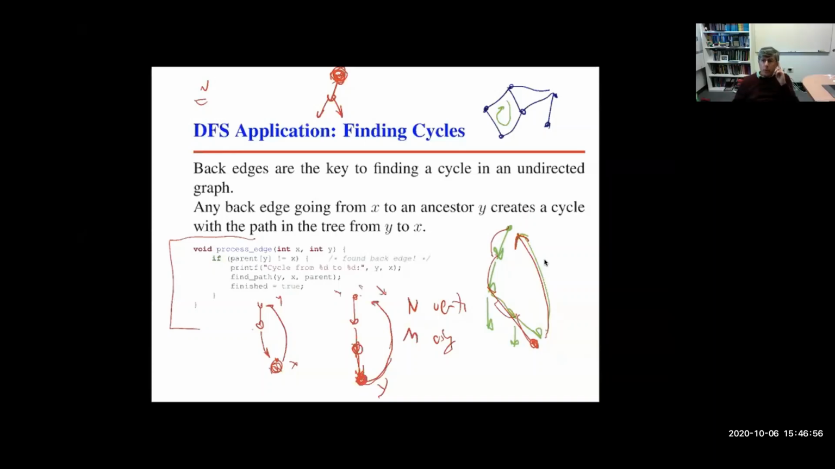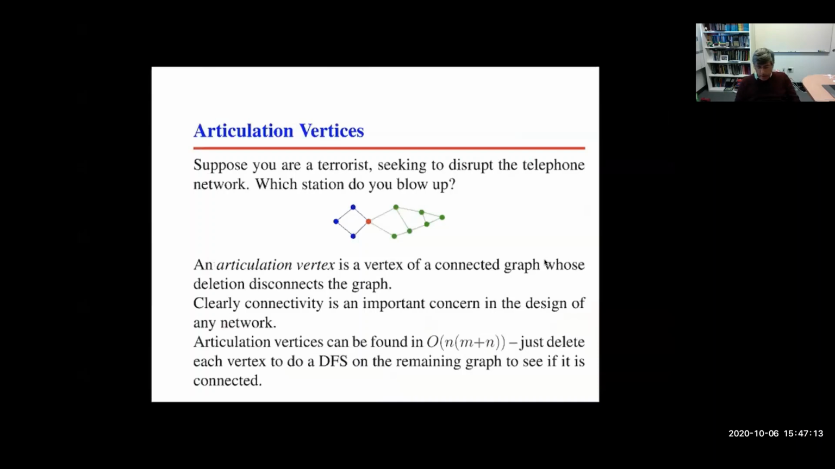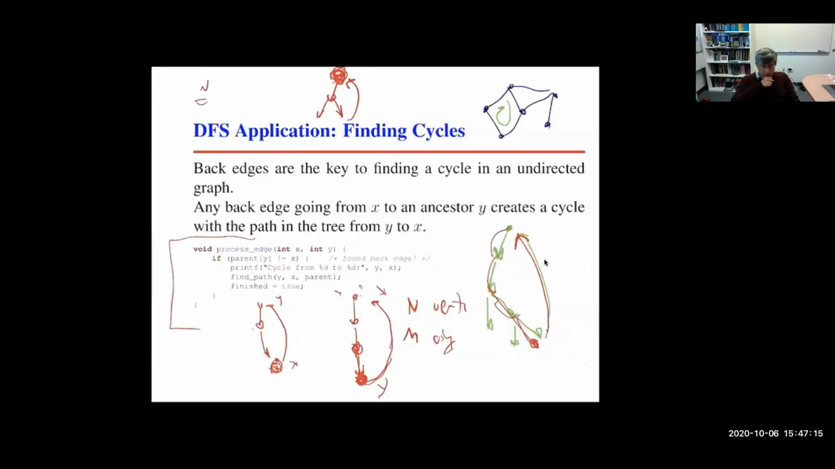Each one of these will use at most one edge. Then by the nth edge, you will find a back edge. That's because a tree can only have n minus 1 edges in it. Okay, so the interesting thing is you can find a cycle in any graph on n vertices and m edges in order n time for any graph. Any questions?